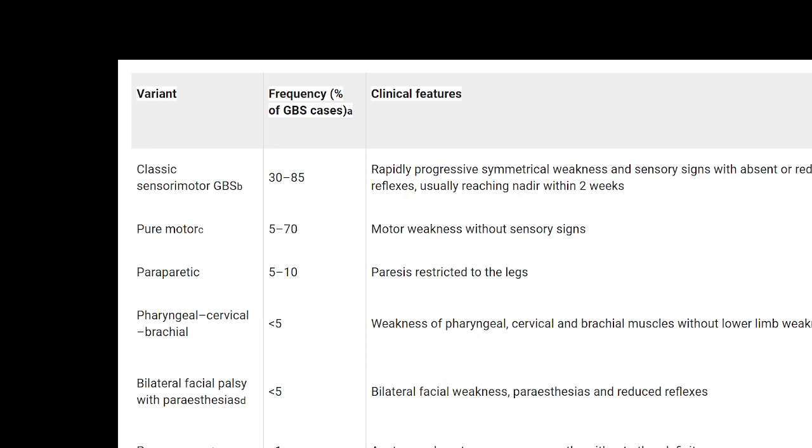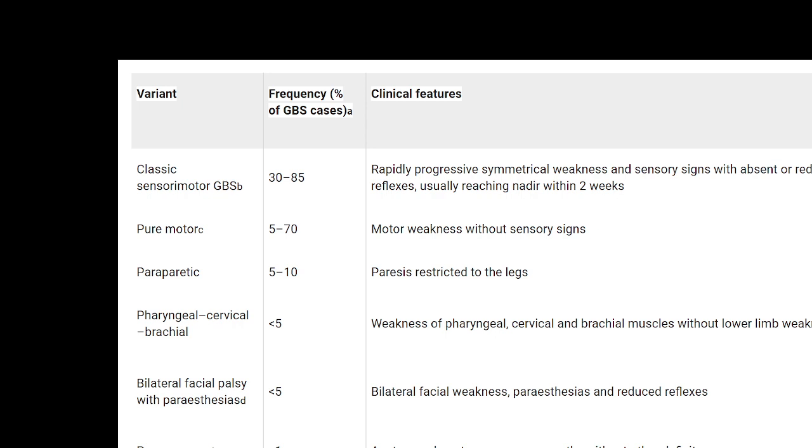Comparatively, the incidence of the paraplegic form, where there is only paresis restricted to the legs, is only 5 to 10%. Then pharyngeal-cervical is less than 5%, where the patient would have pharyngeal, cervical and brachial muscle involvement, the same graph which I have shown. Bilateral facial palsy is again less than 5%, and pure sensory is less than 1%. Miller-Fisher syndrome is also less than 5%. These are the incidences of the pathology.